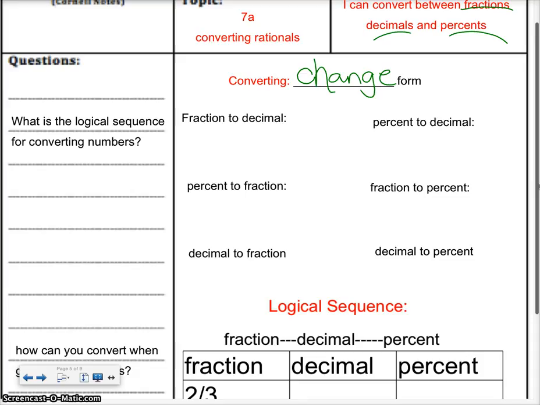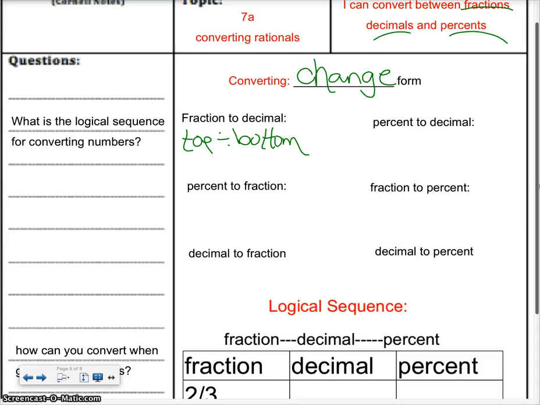How do you turn a fraction to a decimal? Divide the numerator by the denominator. Yes, very fancy. Numerator divided by denominator. I'm more simplistic and I say top divided by bottom. So you go numerator divided by denominator, or top divided by bottom.